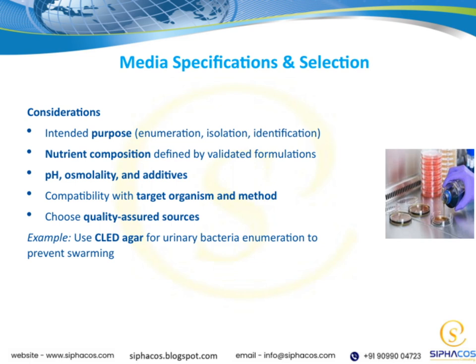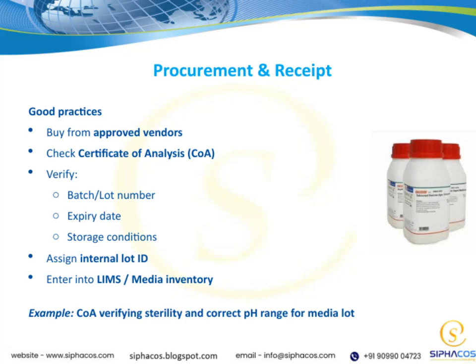Let's talk about procurement and receipt, which are critical steps to ensure quality right from the start. First, it's essential to buy from approved vendors. This helps us maintain a consistent standard and reduces the risk of receiving subpar materials. When the shipment arrives, always check the certificate of analysis, or COA. This document provides important details about the product, including its quality and compliance.